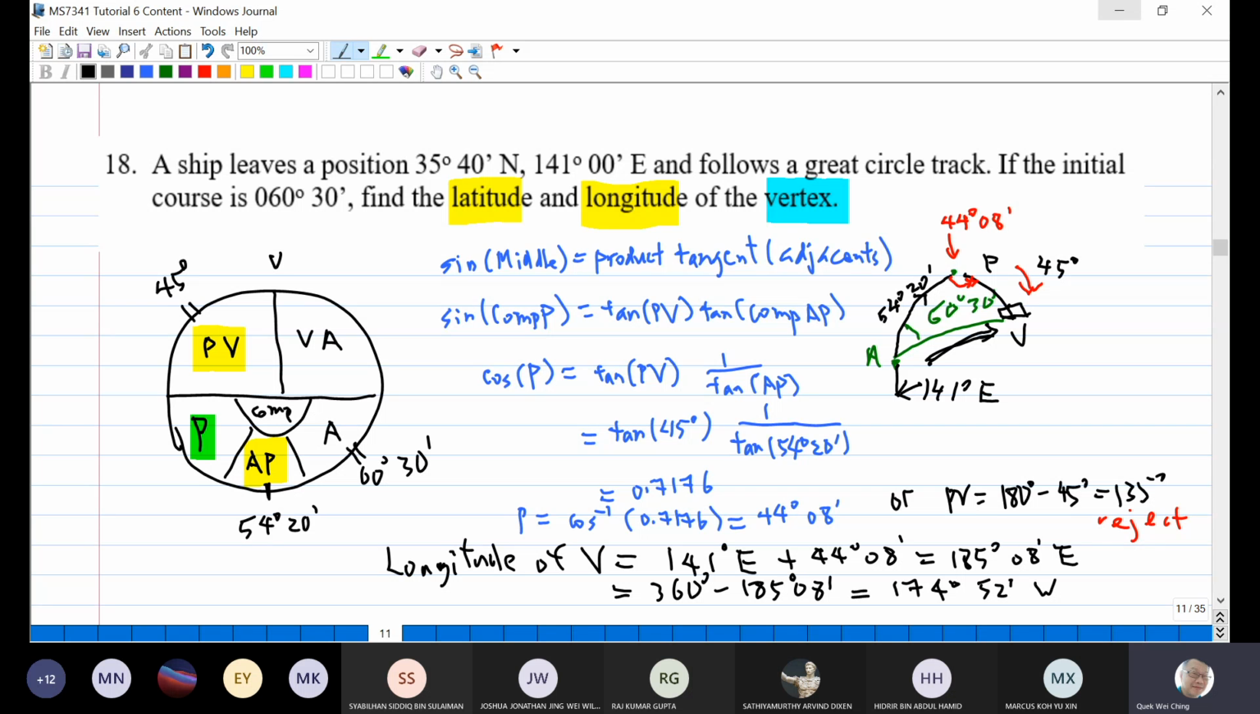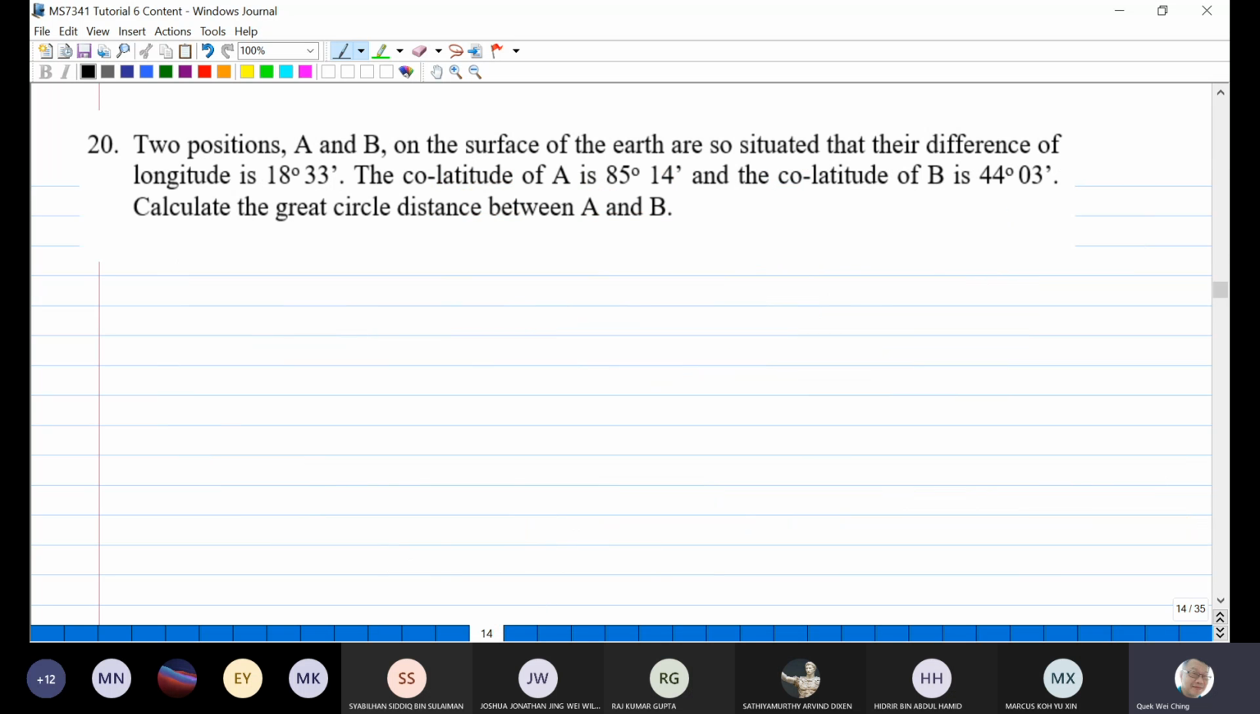I'll do question 22, which is very interesting. Okay, so questions 19, 20, and 21, you do yourself, all right? And move on to do 22. I'm going to move to 22 now.